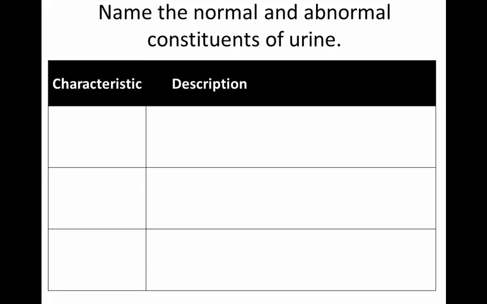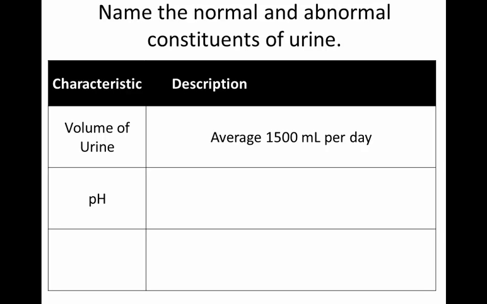So what are the normal and abnormal constituents of urine? We'll start by looking at the characteristics of urine, like the volume of urine. As mentioned previously, the average amount per day is 1.5 liters, or 1,500 milliliters per day. The pH of urine is slightly acidic, at around 6.0 on the pH scale. We'll take a look later at why it's slightly acidic.